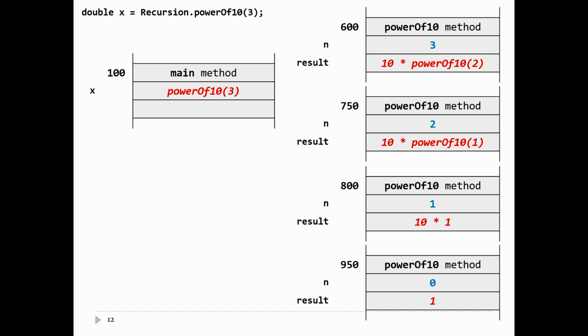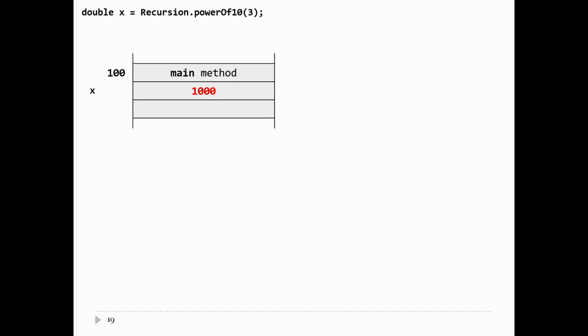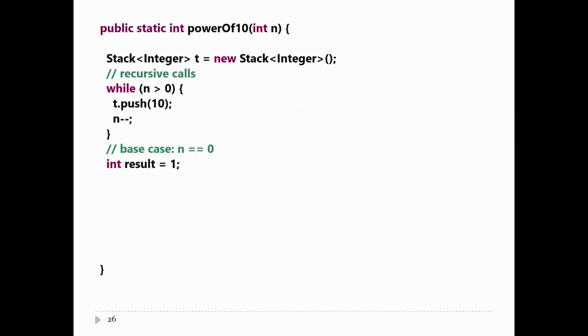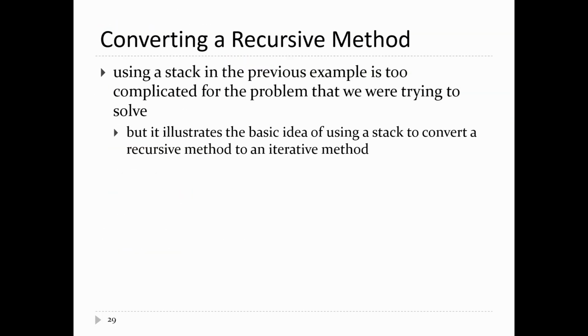If that's the situation you're in, you have to take your recursive method and convert it to a non-recursive form. One of the ways to do that is to use a stack. Using a stack in that example is way too complicated for actually computing 10 to the power n, but it illustrates the basic idea of using a stack to convert a recursive method to an iterative one.